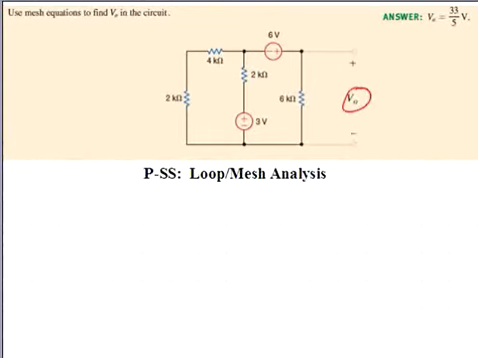In the mesh equation approach, we'll be solving for currents. We'll label these mesh currents I1 and I0. And in order to determine the voltage VO, we'll use an auxiliary equation that VO is equal to IO times 6K.